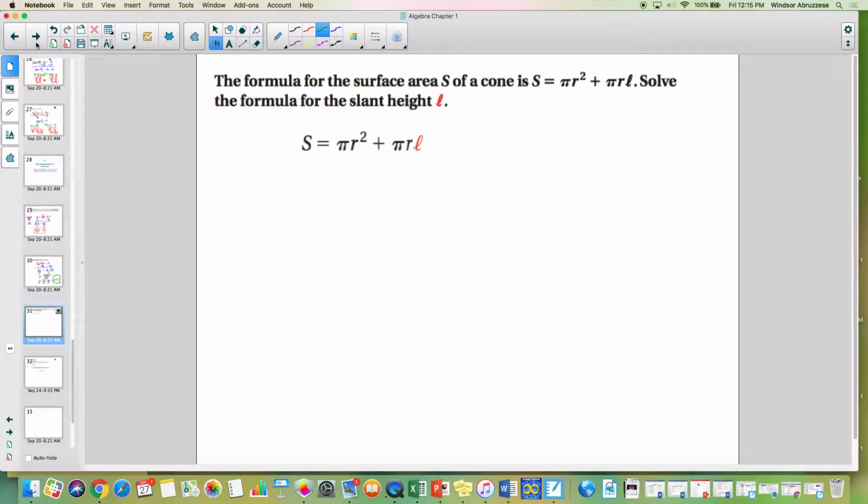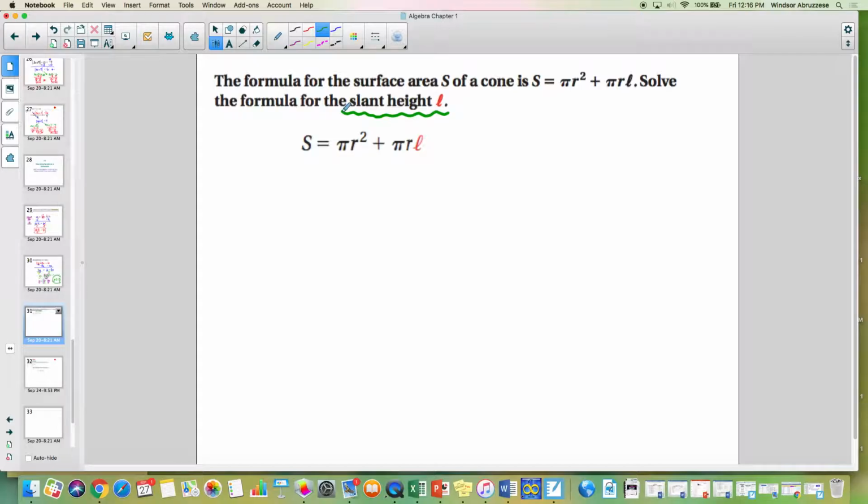Example number 2. The formula for the surface area S of a cone is surface area equals pi r squared plus pi r L. So pi we use in circles, r stands for radius, and L, you're solving the formula for the slant height, which they are calling L. A formula is an equation that describes the relationship between two or more quantities.